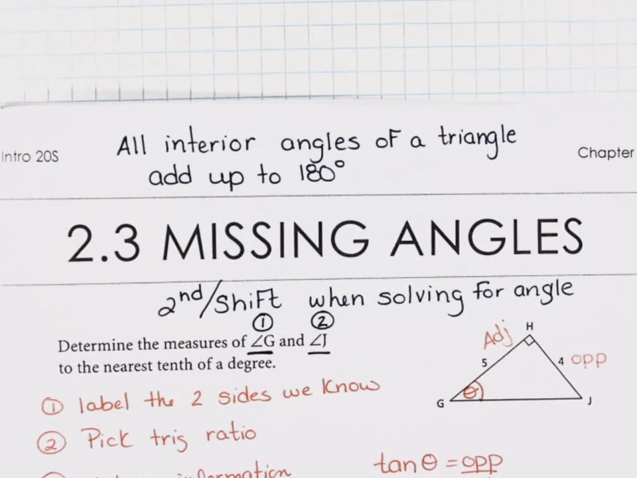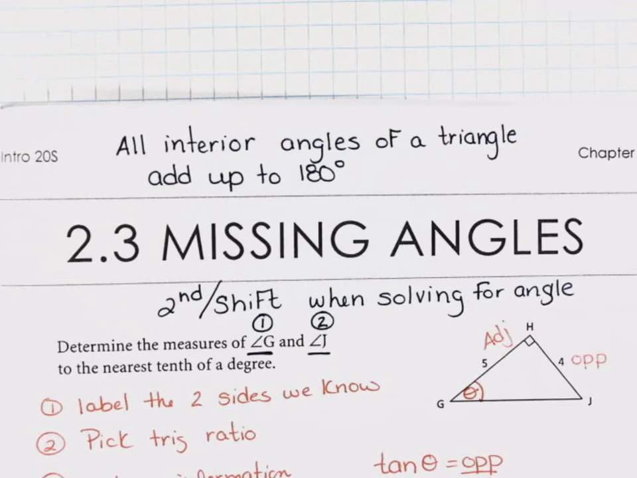How many inside angles do we have on a triangle? 3. We've got 3 corners, so we have 3 inside angles. And they add up to 180 every single time. It doesn't matter what kind of triangle you have, they always add to 180. This is a mathematical truth.